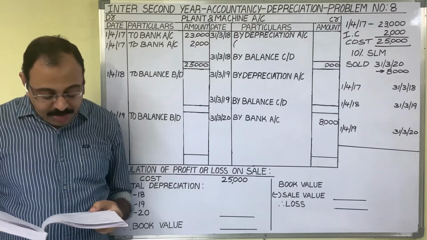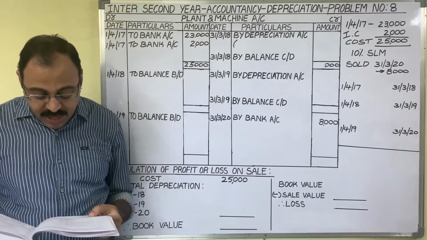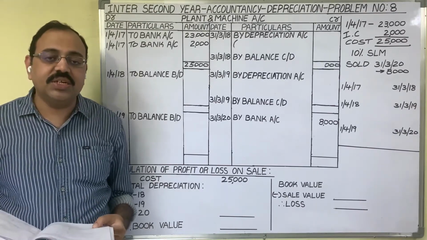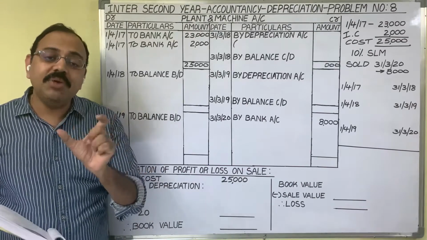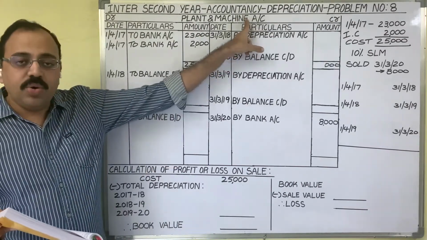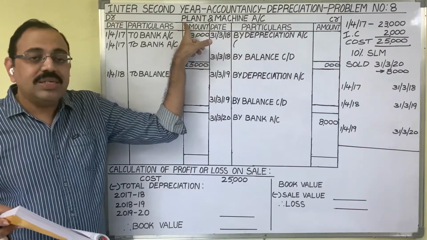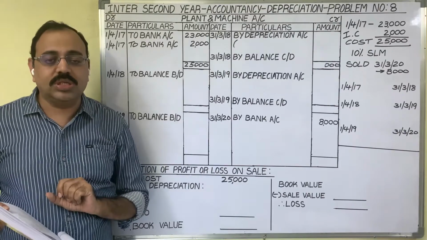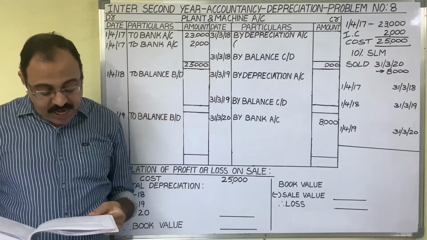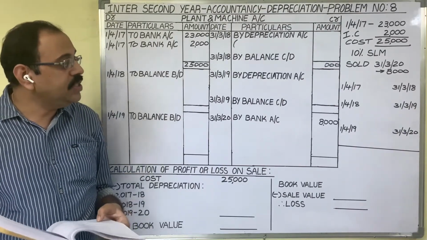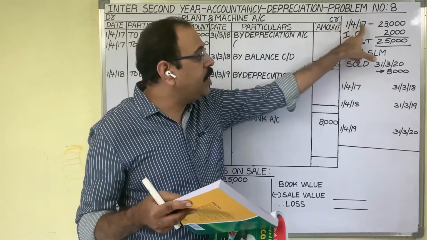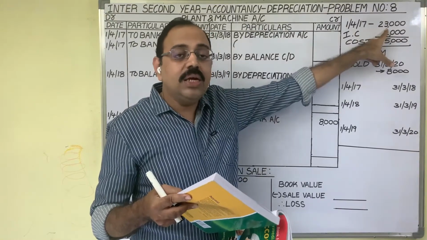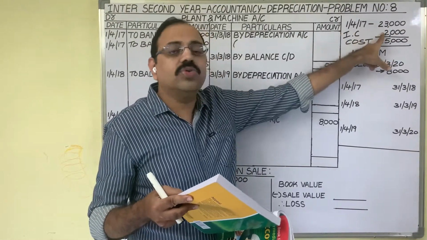Raghava bought a plant and machine on 1st April 2017 for 23,000 rupees and paid 2,000 for its installation. They purchased plant and machine. Plant means factory, the premises where we manufacture goods. The fixed asset name is plant and machinery. They purchased this asset on 1st April 2017 for 23,000 rupees and they incurred installation charges of 2,000 rupees.